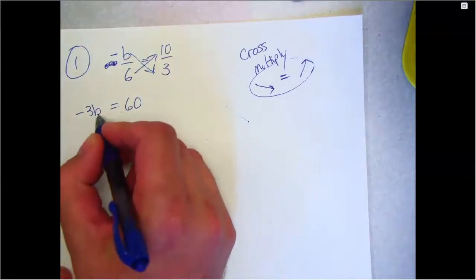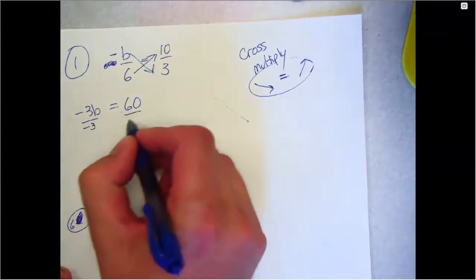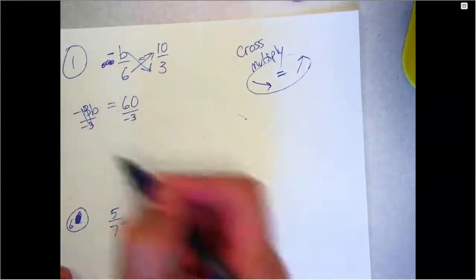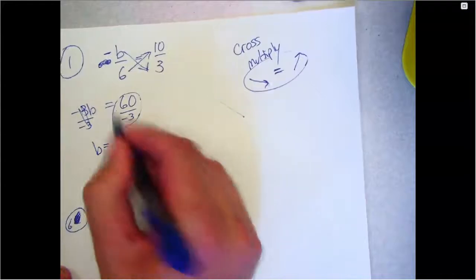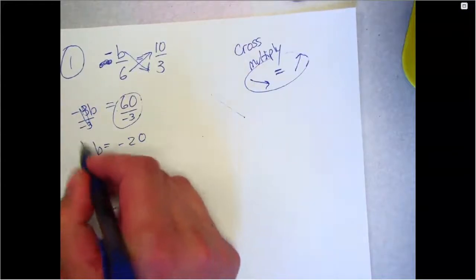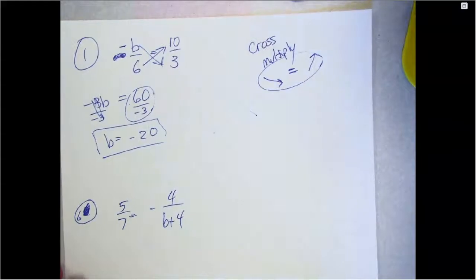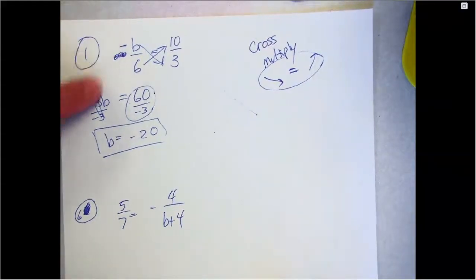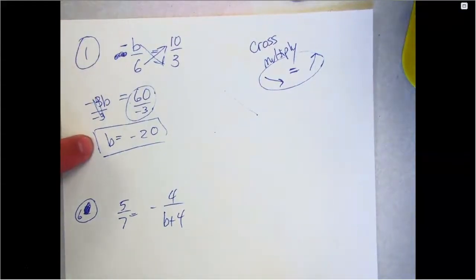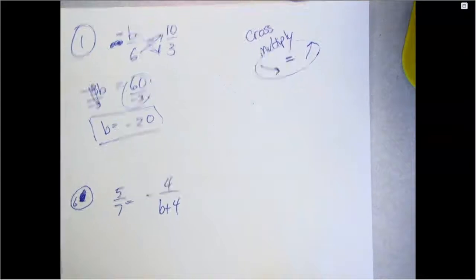So right now the B is being multiplied by negative 3. Your job is to undo that, so you divide by negative 3. If you know that, or throw it in your calculator, you get B equals negative 20. And this is the work that I want you to show for each problem. You write down the problem, show me the steps you're doing, and then circle or put a box around your answer.